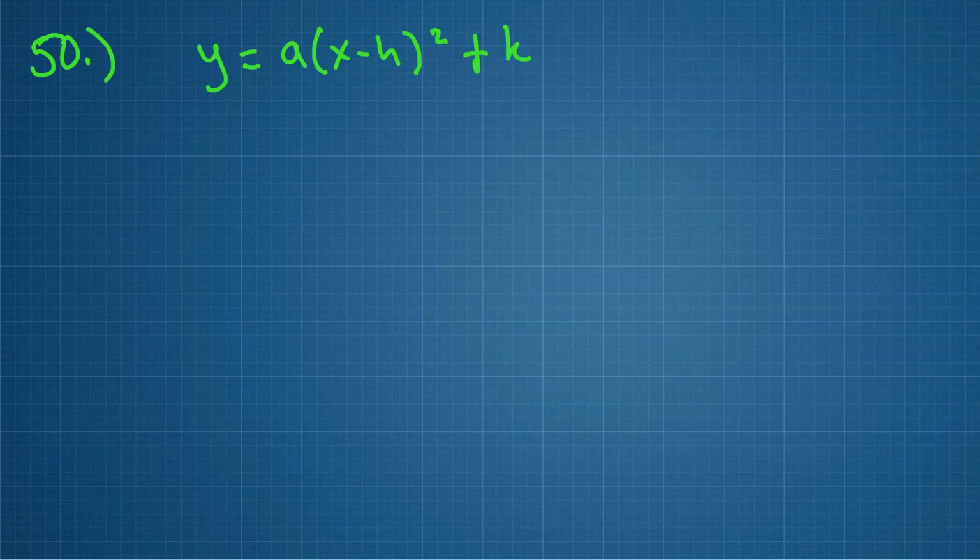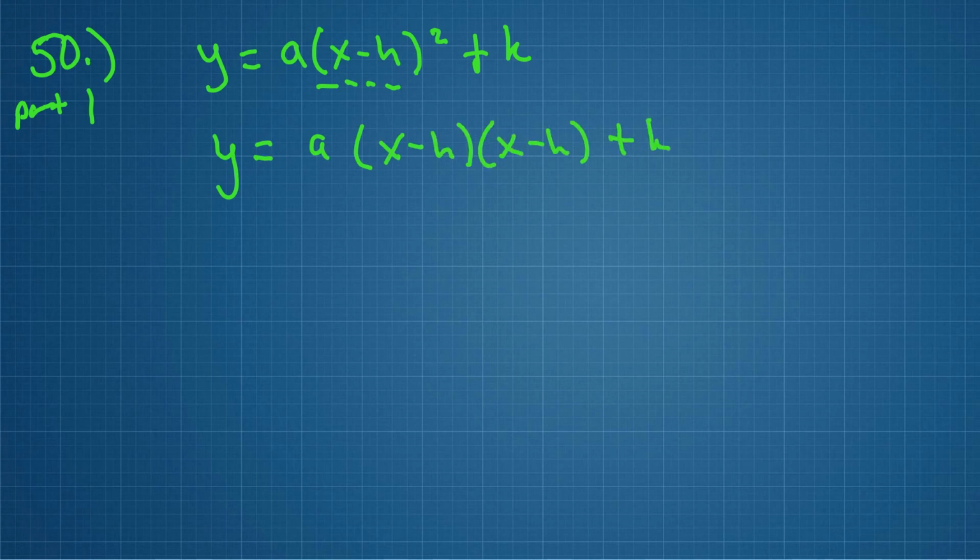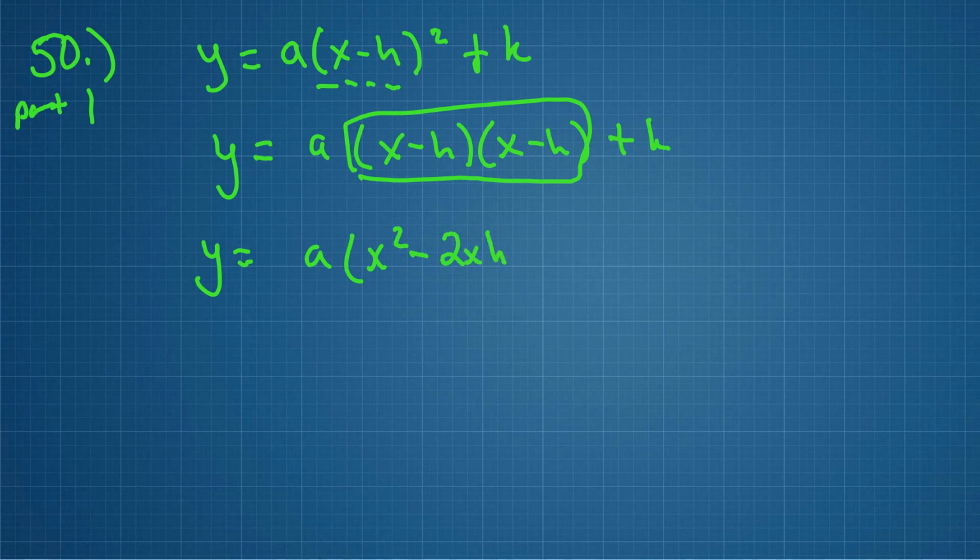So 50 is actually kind of tough because you have to put it in standard form, and it's hard without the numbers being there. So there's actually 2 parts. So we'll say this is 50 part 1, and I'm going to write that twice. So I'm going to say y equals a times x minus h squared plus k. Now I have to FOIL x minus h, or double distribute. So I get y equals a times x squared minus 2hx plus h squared, and then k is just hanging out there.